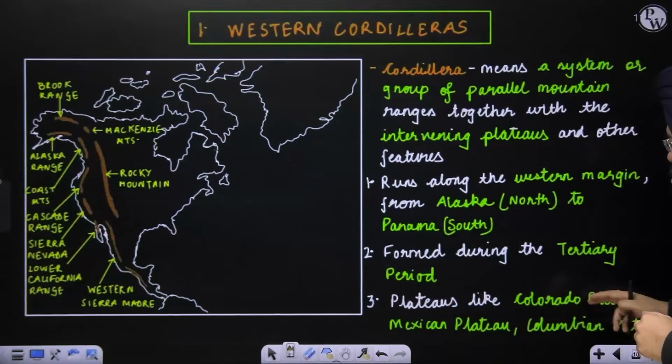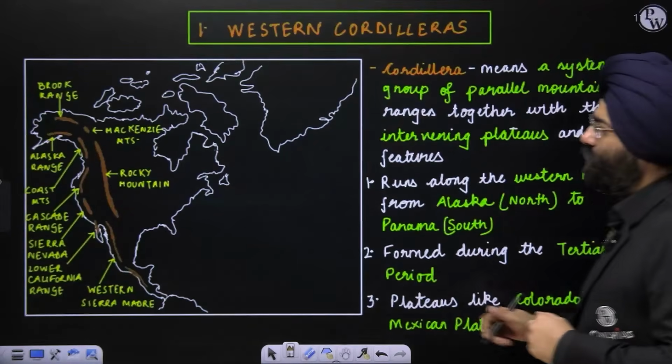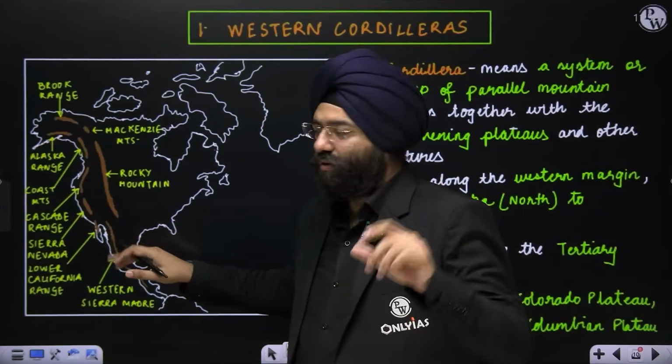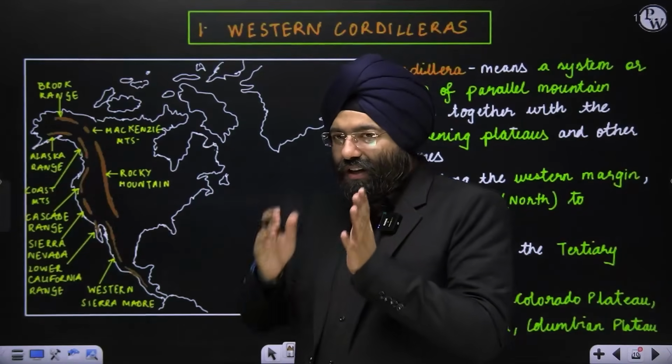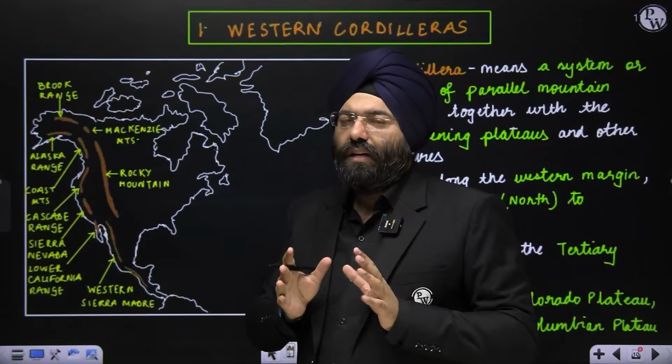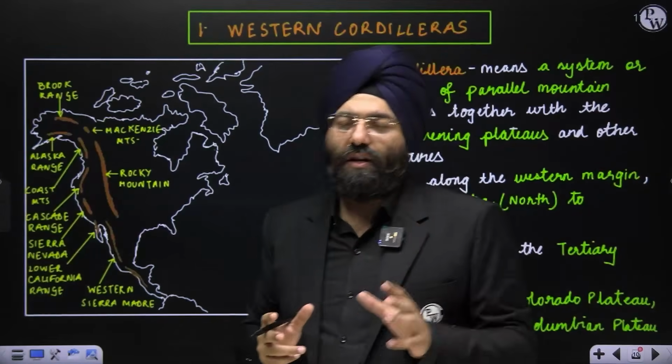Plateaus like the Colorado, Mexican and Columbia Plateaus are present here. We will be seeing the plateaus also. So there you have the Colorado Plateau, the Columbia Plateau, and the Mexican Plateau here. So there are plateaus intervening over here. That is why, as a unit, it is known as the Western Cordillera.